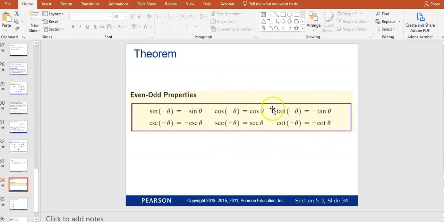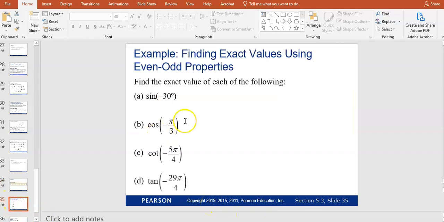Tangent and cotangent, since I have sine and cosine, both of them, then they're going to be like sine. So really the only two that remain positive are cosine of a negative angle and secant of a negative angle. So make sure and look those over. For example, let's just do these.